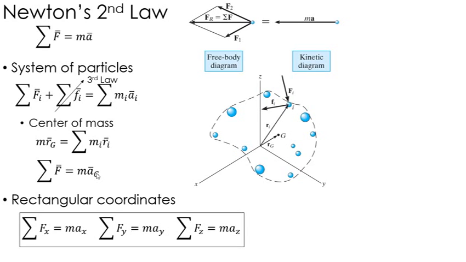For rectangular coordinates, we can break this up into three components: the sum of the forces in the x equals mass times acceleration in the x, the sum of the forces in the y equals mass times acceleration in the y, and the sum of the forces in the z equals the mass times the acceleration in the z direction, which is a pretty simple relationship. That's the equation of motion that we use when solving problems with particles that have forces acting on them.